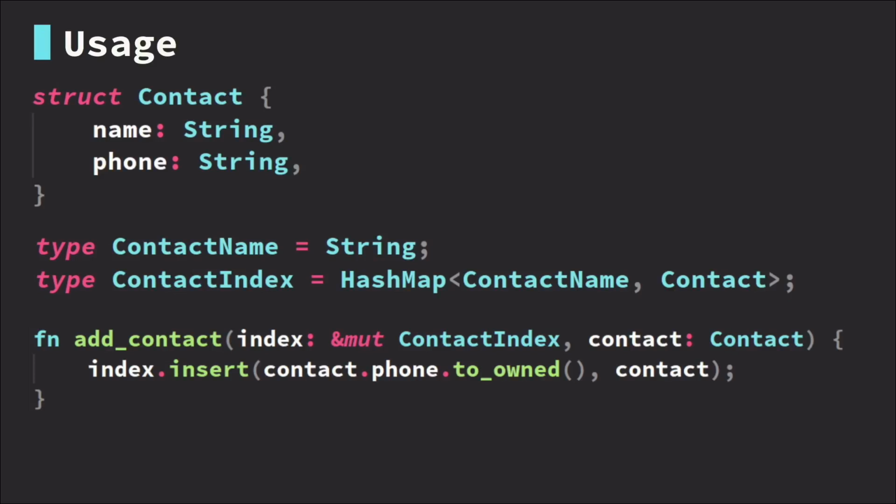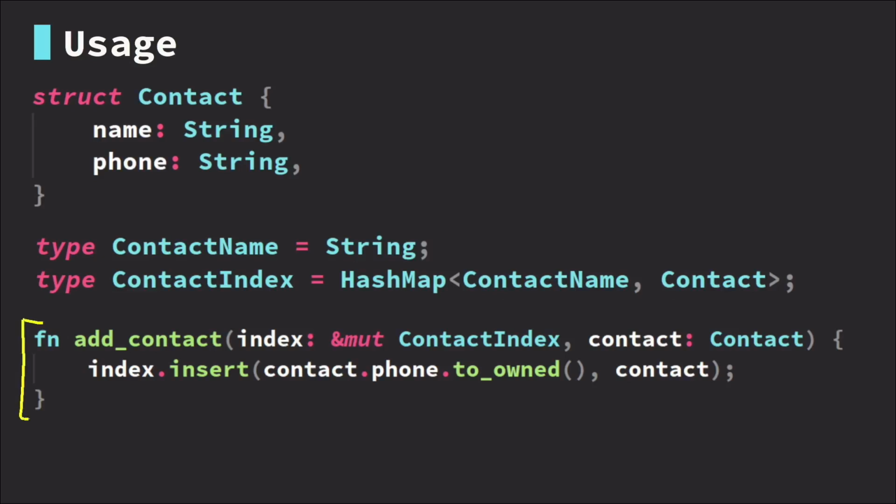Here we have a structure named contact with a name and phone number. Both of these types are strings. We then have two type aliases. One is named contact name, and the other one is contact index. The contact name is a string type, and the contact index is a hash map that's keyed on the contact name, which is here, which is a string, and the value is a contact, which is up here.